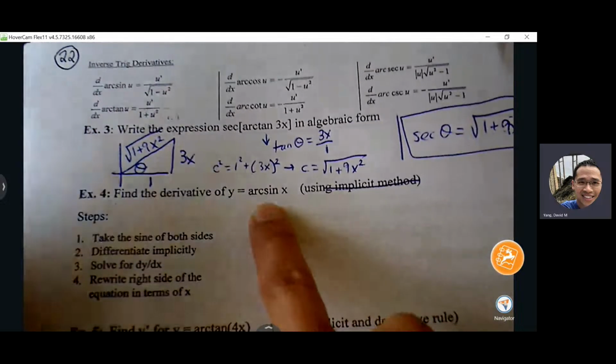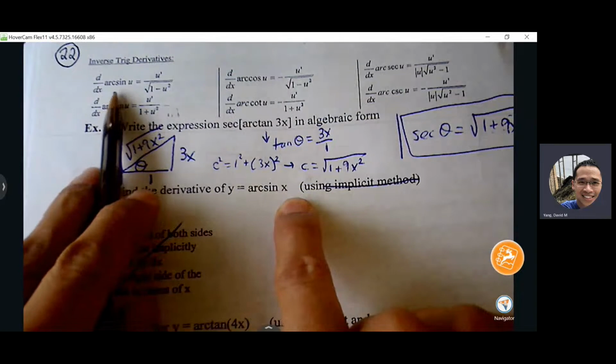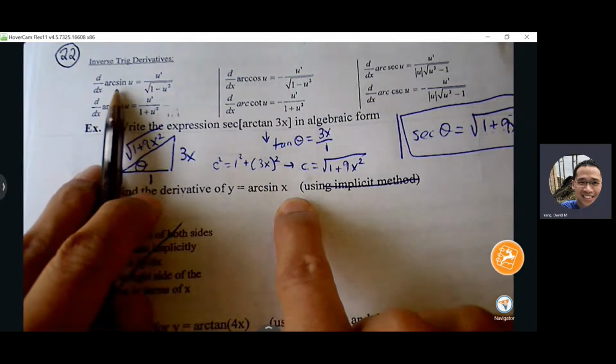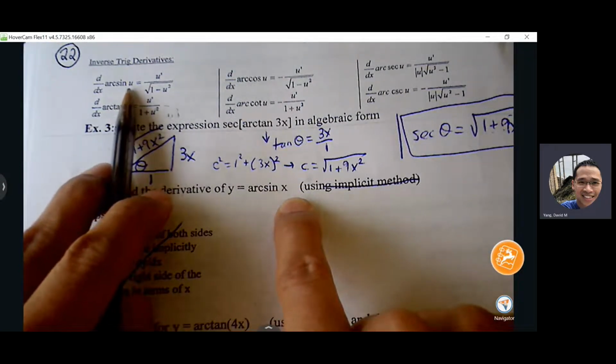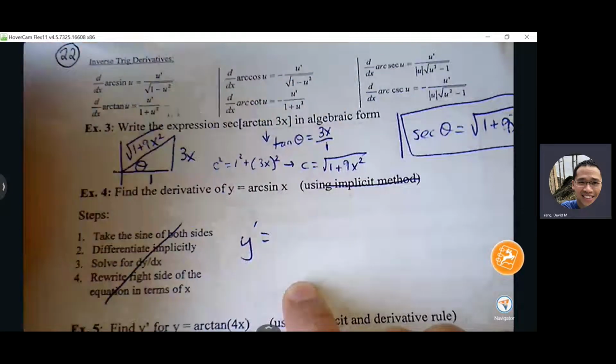Okay, it says find the derivative of arcsine of x. I want to match it up with my derivative rule. My rule says arcsine of u. So what's my u value? X. Okay, so let's follow what the rule says.